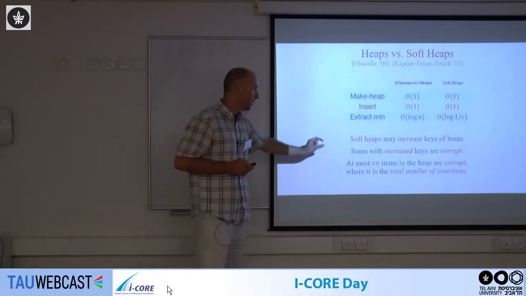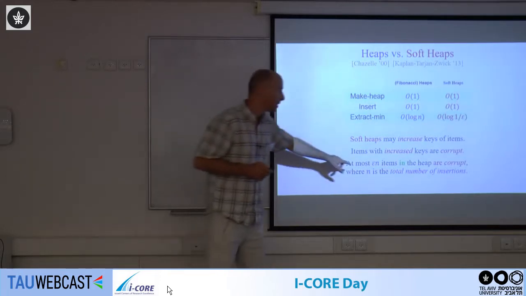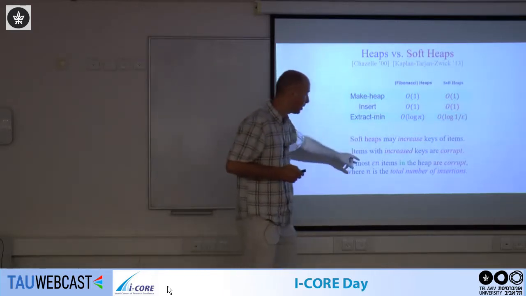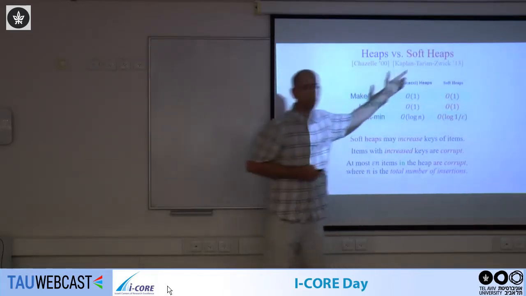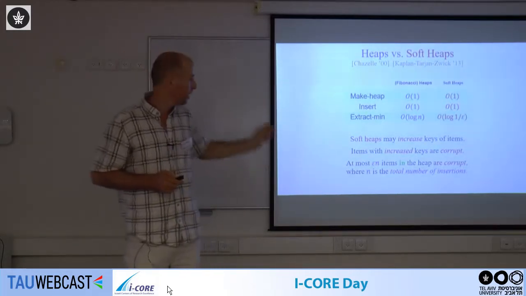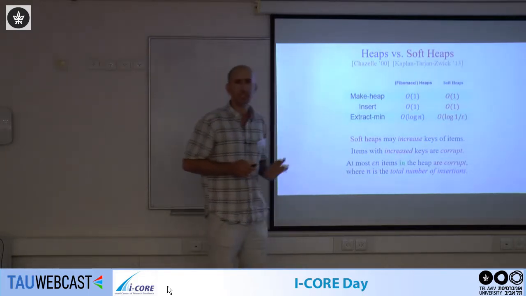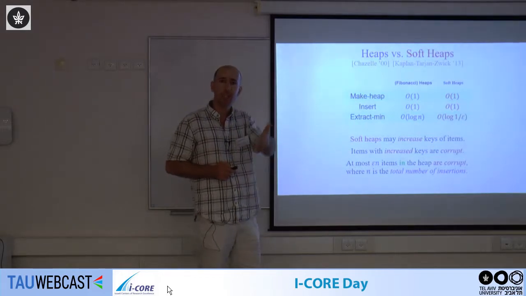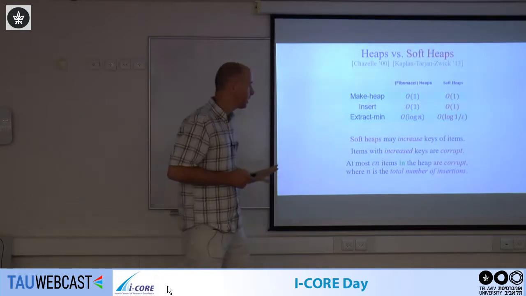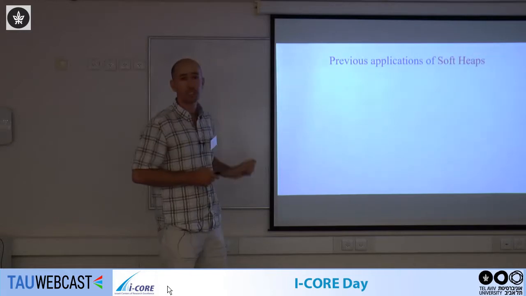And we have this guarantee that at most epsilon n items in the heap are corrupted, where n is the total number of insertions so far. So this epsilon is a trade-off. We want to make it small, but then this cost becomes larger. So if we put epsilon to 1 over n, we get back the classical heaps. But if you think about this guarantee, it doesn't seem very strong. For example, it could be that every element that you extract from the heap is corrupted. So this seems a bit like a joke, like it wouldn't be very useful. But actually, it turns out to be very useful.